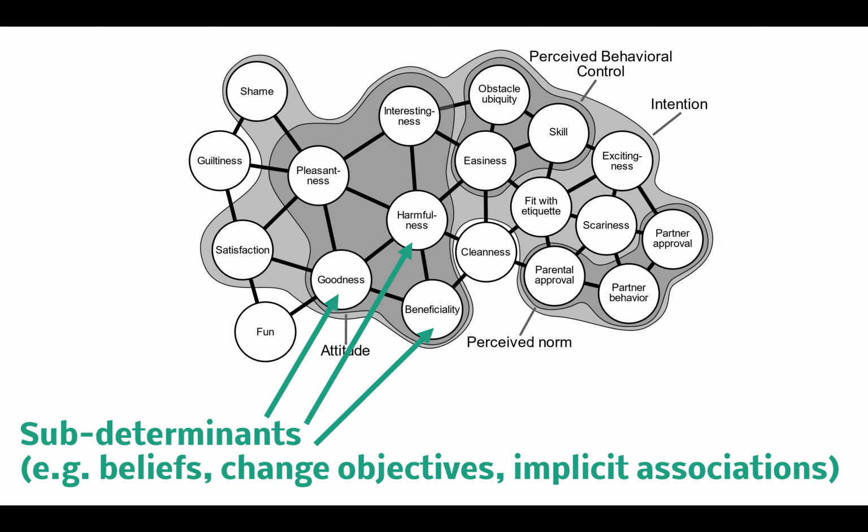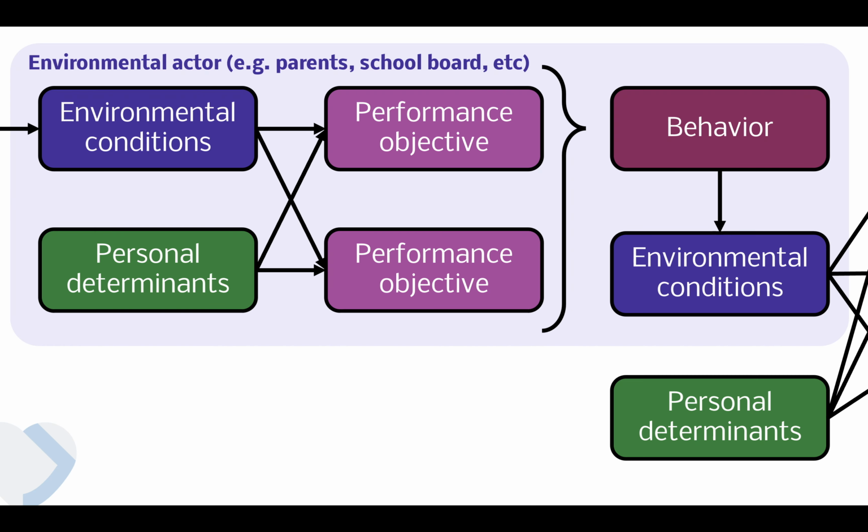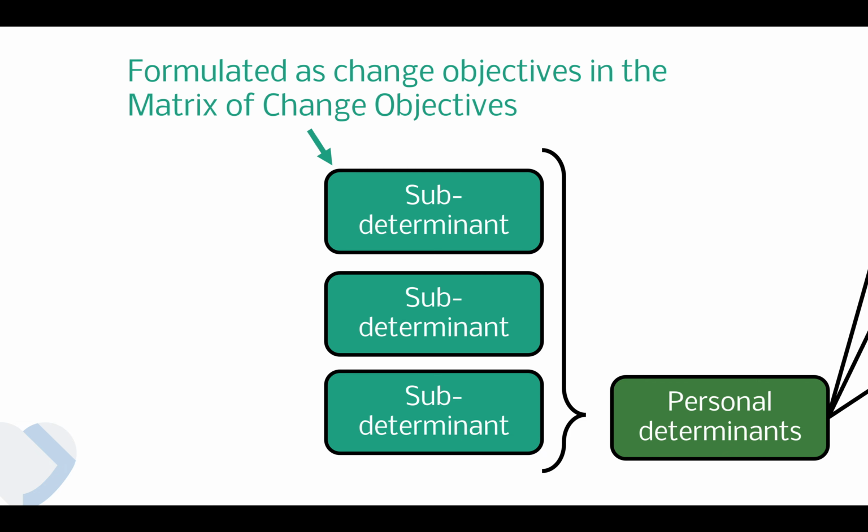Okay, so those little things in the balls, we generally call them subdeterminants, and you formulate them as change objectives in step 2. Because once you select a subdeterminant, because you decide it's important enough to target, then it's a change objective, it becomes an objective to change. And there are spreadsheets like this one, for example, to help with that. There you list all the subdeterminants and then you choose which ones to target. Okay, so those personal determinants can be split up into subdeterminants, just like the behavior can be split up into performance objectives.